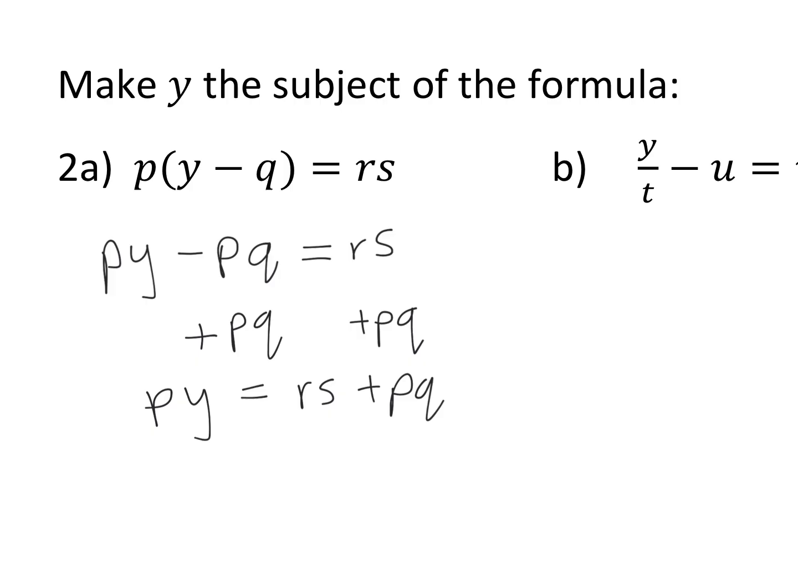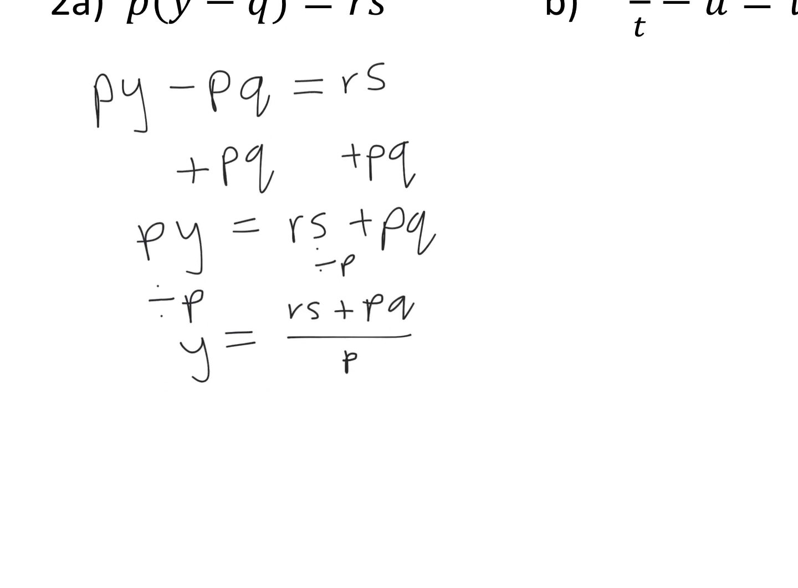So we almost have y as a subject, but the y is multiplied by p, so to eliminate that p, we've got to divide through by p. We have to do the same thing on both sides, so we'd end up with the right hand side rs plus pq, and we divide that by p. It should make you aware that's a correct answer. In some textbooks they might simplify it a little bit more or make it look a little bit different, but that is absolutely fine.